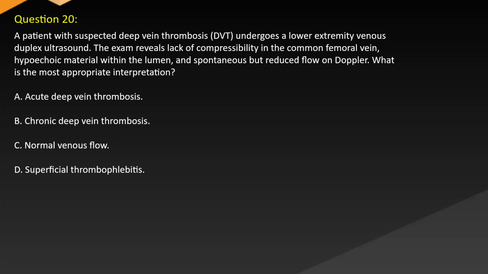Question 20. A patient with suspected deep vein thrombosis, DVT, undergoes a lower extremity venous duplex ultrasound. The exam reveals lack of compressibility in the common femoral vein, hypoechoic material within the lumen, and spontaneous but reduced flow on Doppler. What is the most appropriate interpretation? A. Acute deep vein thrombosis. B. Chronic deep vein thrombosis. C. Normal venous flow. D. Superficial thrombophlebitis.